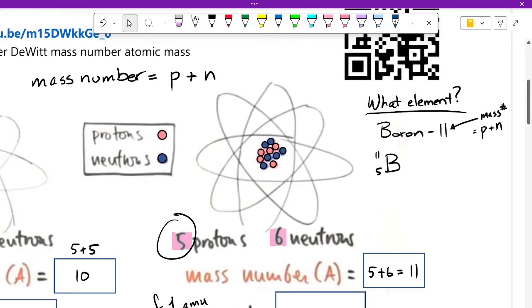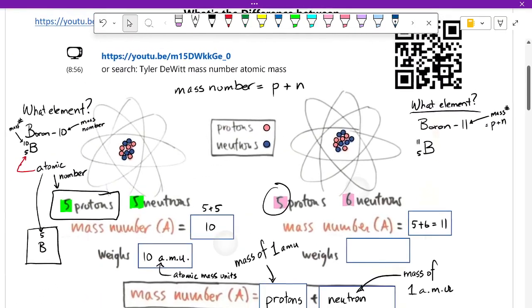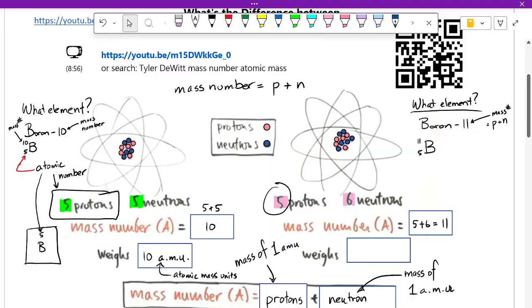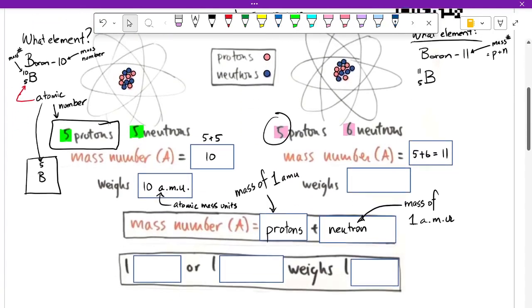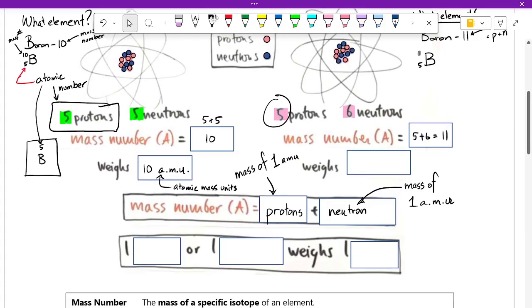Okay, so we have 2 versions of boron. We have boron-10 and boron-11. What is the name that we give to 2 versions of the same element? Different versions of an element are called isotopes. Yes.